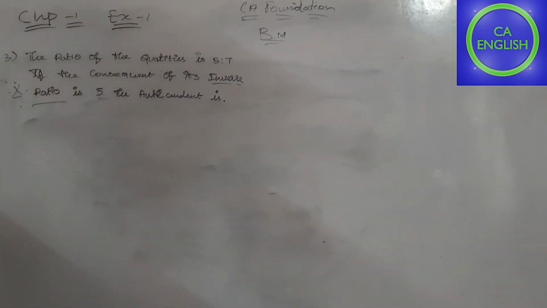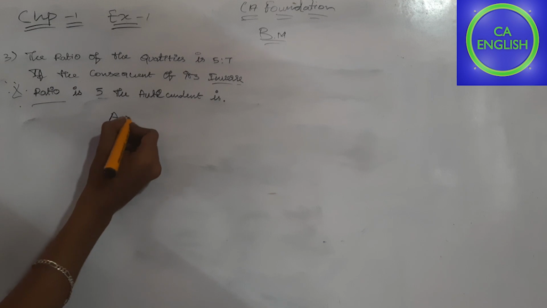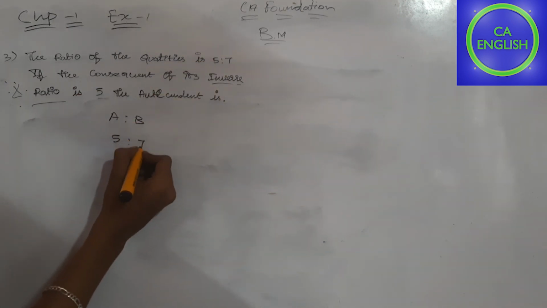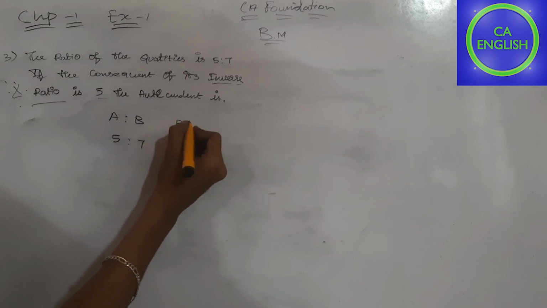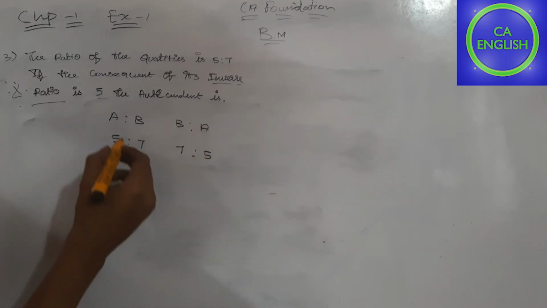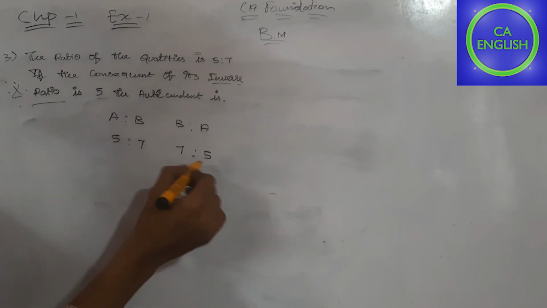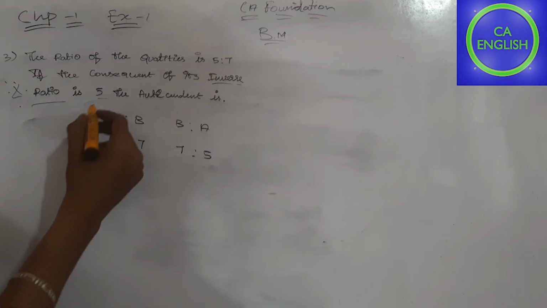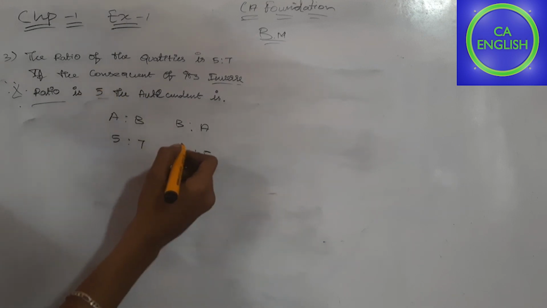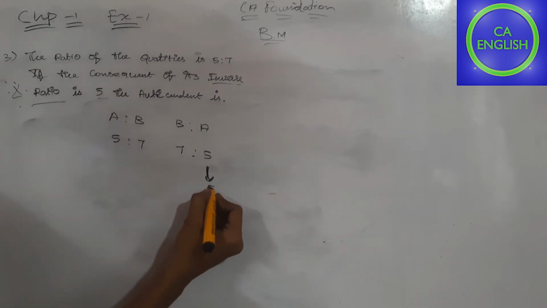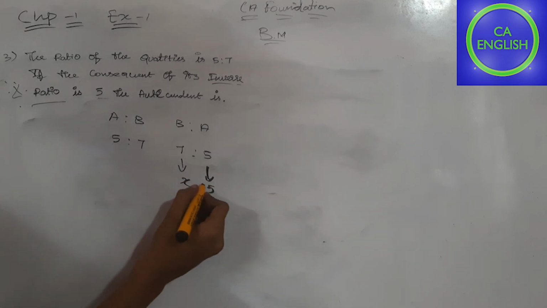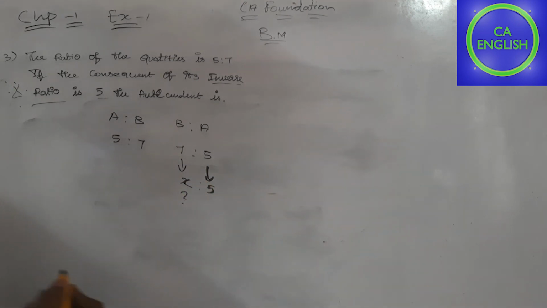Okay, let me explain. A is to B is 5 is to 7. Then B is to A is 7 is to 5. The given value is for 7 is to 5, not for 5 is to 7. 7 is to 5 value is given. That means the value of 5 below is 5, and 7 below is x. We want to find what is that x.